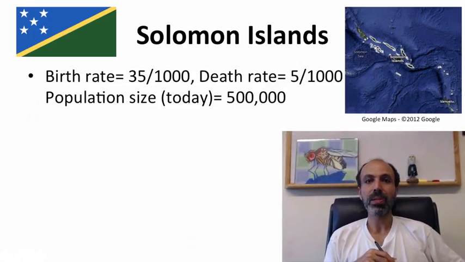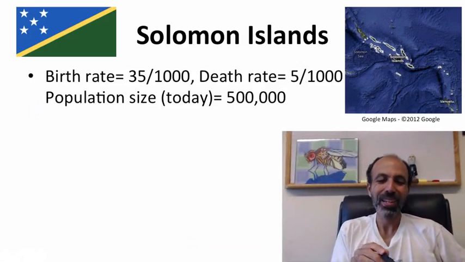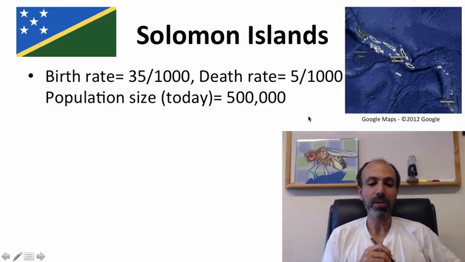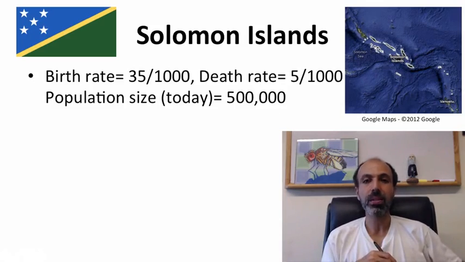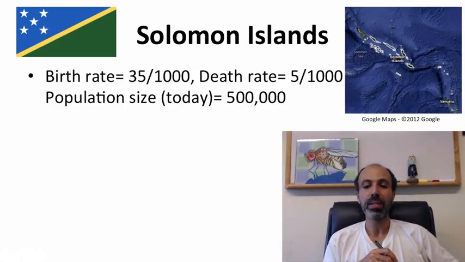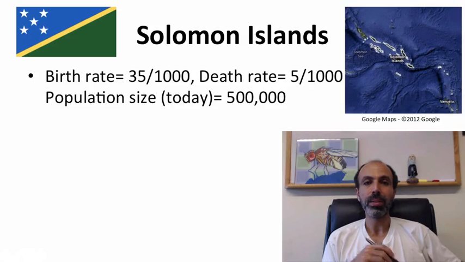Solomon Islands. Here's some numbers I got from Wikipedia. The birth rate on Solomon Islands is about 35 per thousand. Death rate is about 5 per thousand. Population size today is 500,000, though you don't need to know that. How long would it take to get to a million? How many years would it take to get to a million? Well, I'll let you solve that problem here on the question online.